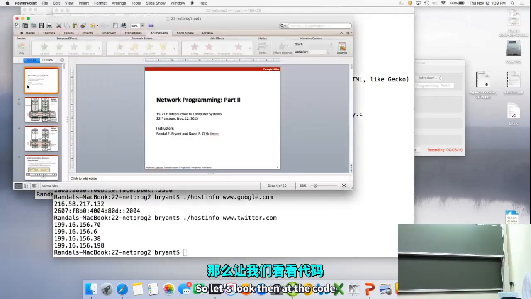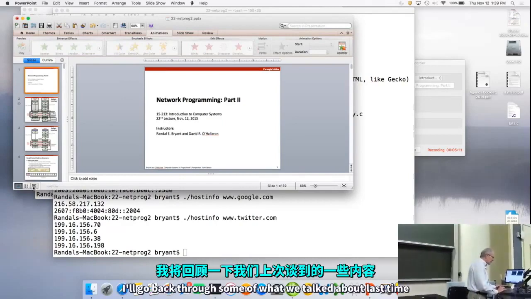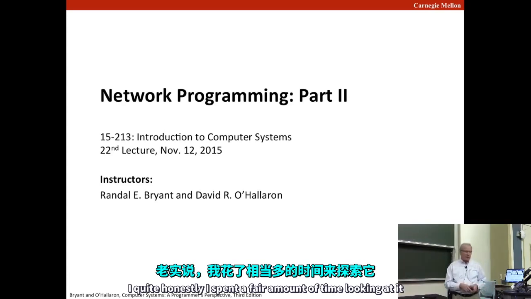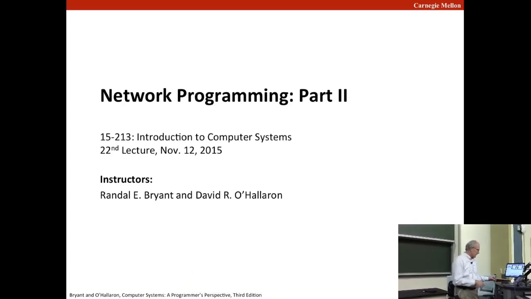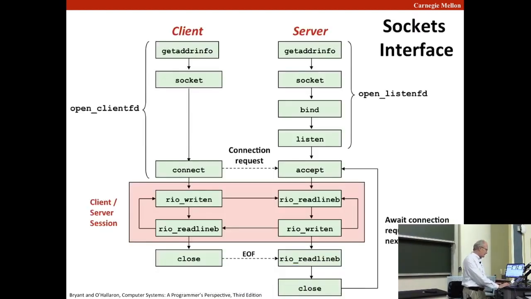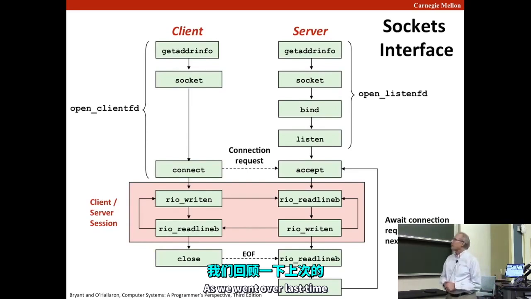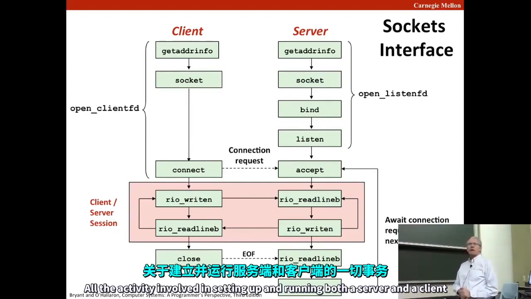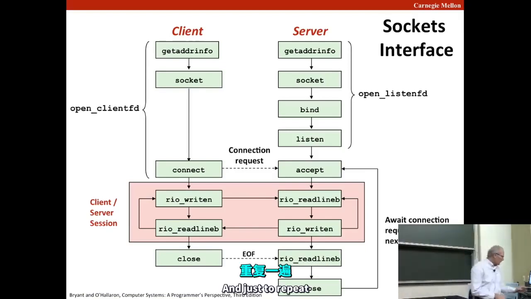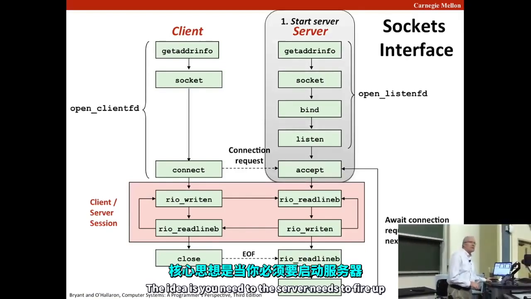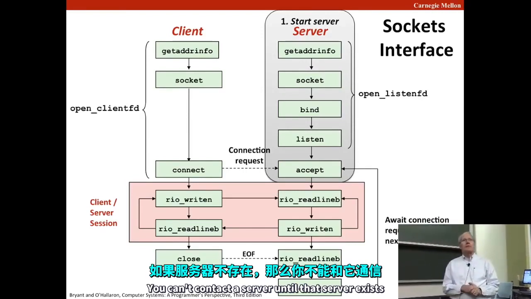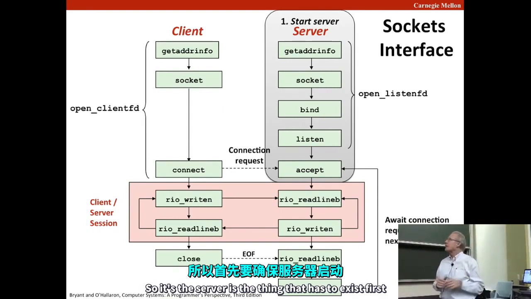So let's look then at the code. I'll go back through some of what we talked about last time. Quite honestly, I spent a fair amount of time looking at it so I can really understand it better, because it's not simple stuff. As we went over last time, this is a giant block diagram that shows all the activity involved in setting up and running both a server and a client. Just to repeat, the server needs to fire up first. You can't contact a server until that server exists.